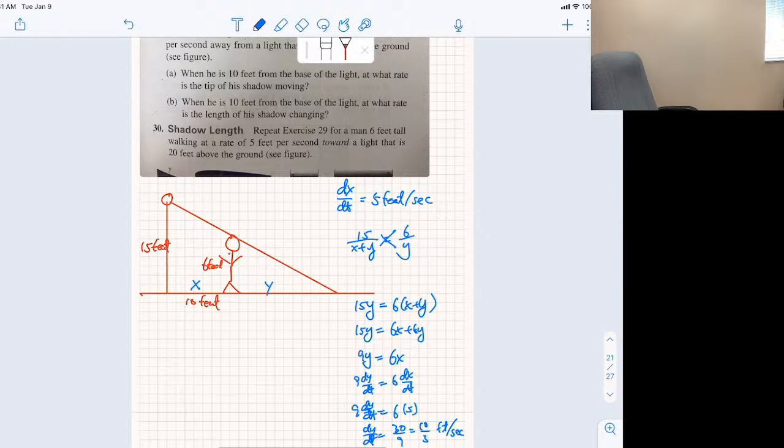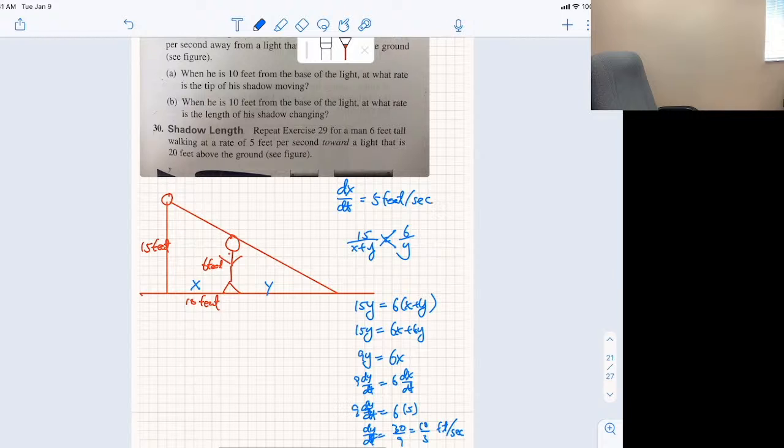Sheila? I don't really know if this is right, but it says what rate is the tip of his shadow moving? And since he's moving with his shadow, wouldn't it be moving the same amount? Like the same rate, because the light's staying in the same place. Okay, that's fine. That's her opinion.